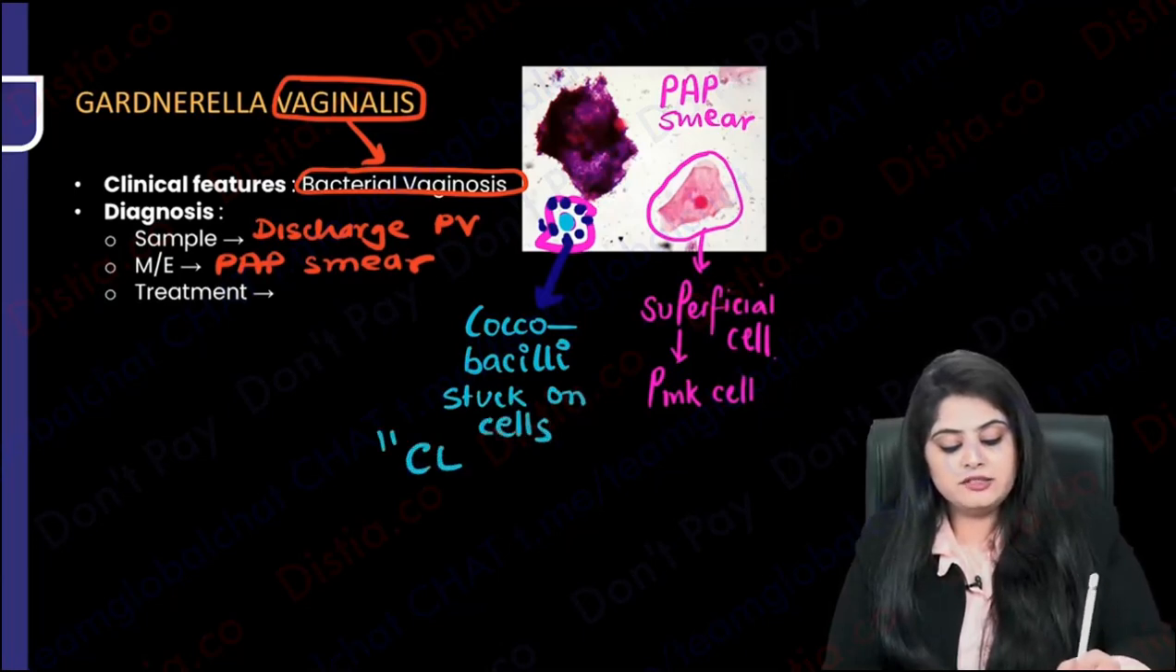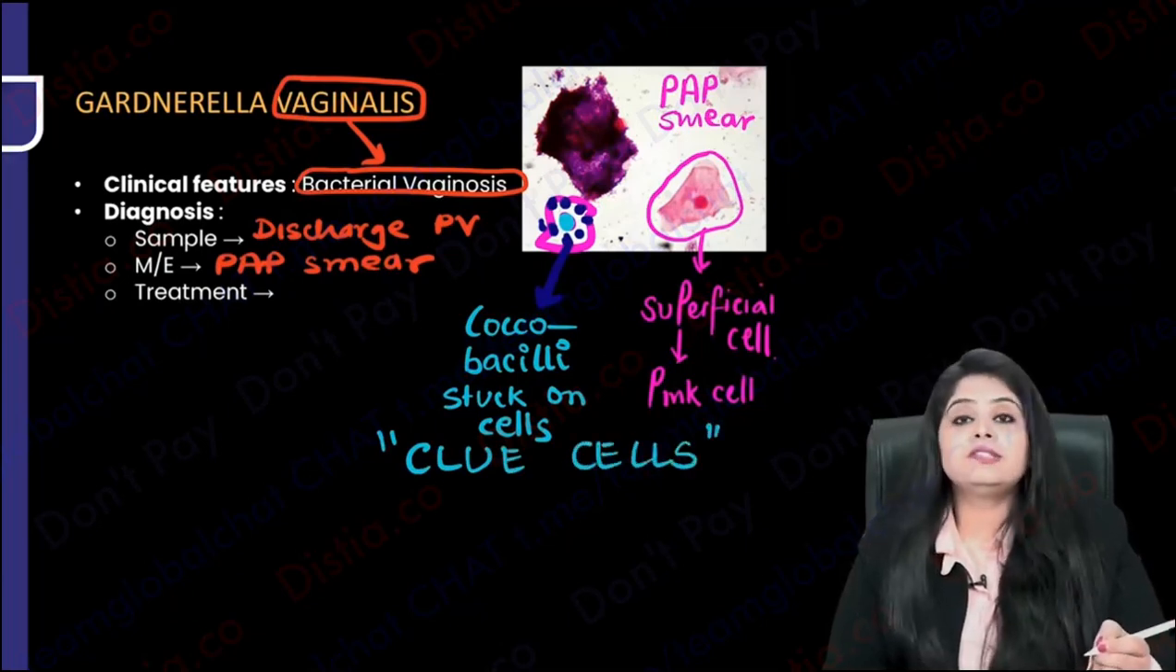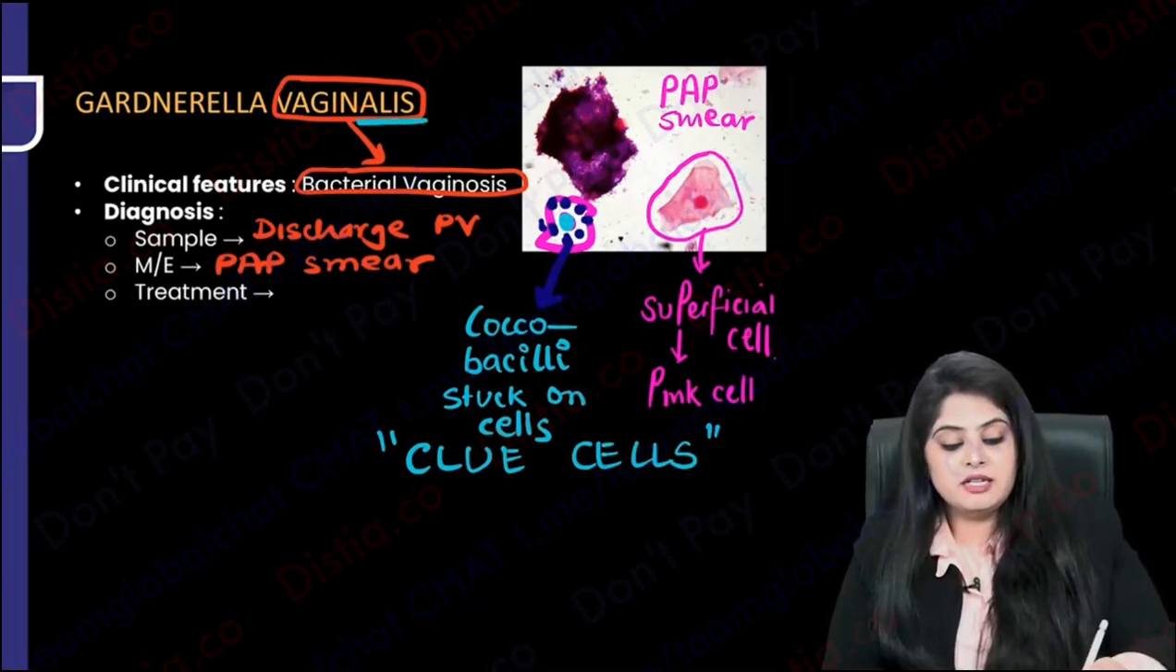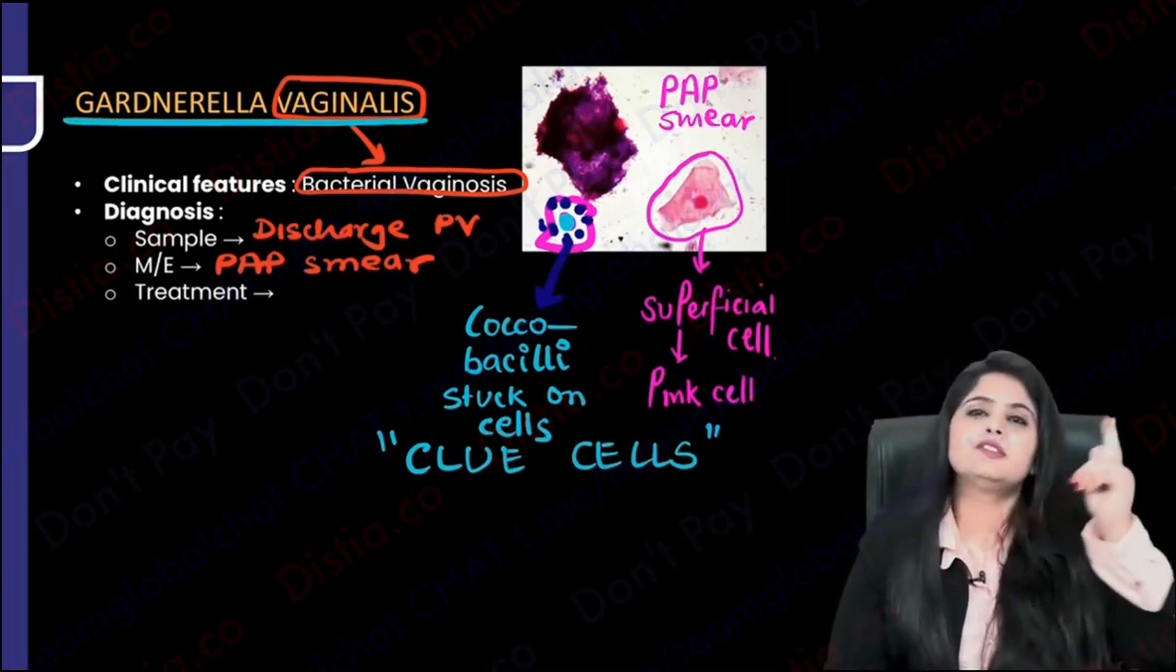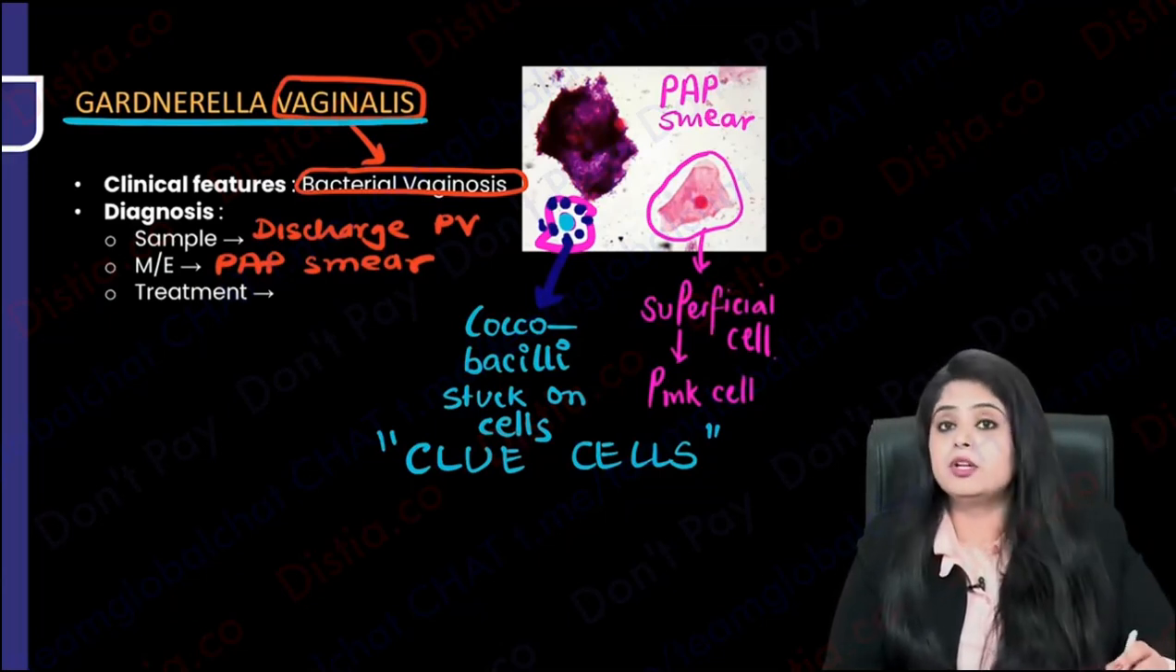What do you call this? They are giving you a clue. They are giving you a clue that clue cells are going to be present in Gardnerella. Do you see this? This must be bacterial vaginosis. They are giving me a clue to it.